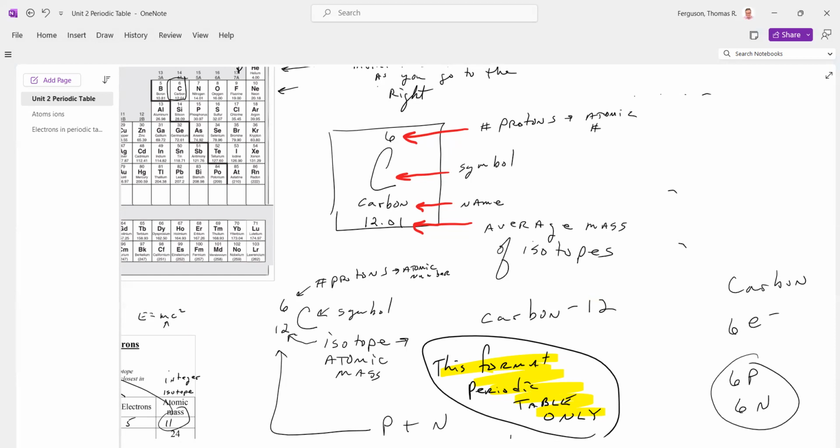For example, cobalt is Co, so it would be big C, little o. So some of you write with uppercase on everything.